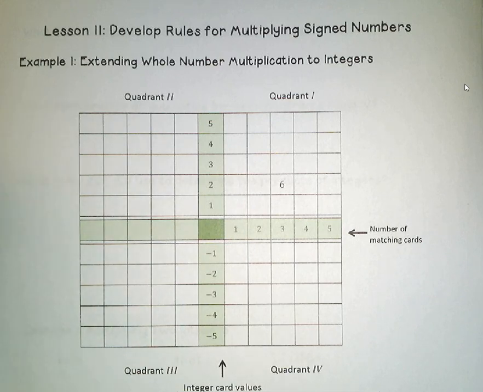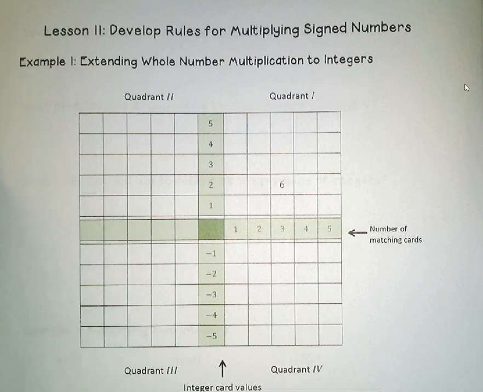We are creating rules for multiplying signed numbers. Okay, so just a quick level up from what we've learned in lesson 10, extending whole number multiplication to integers. So instead of just using cards, we are going to use positive and negative numbers.